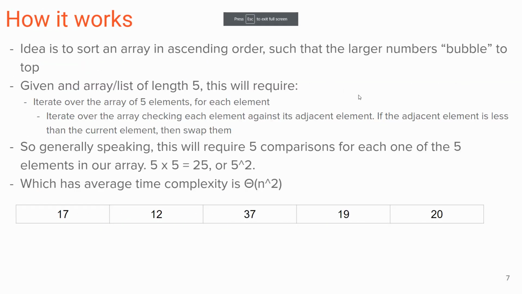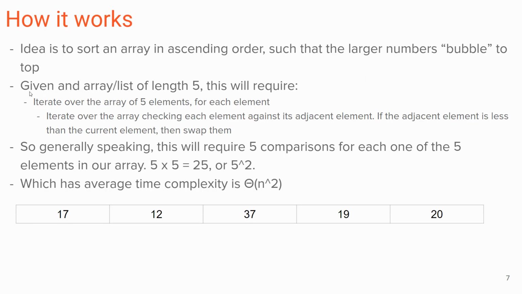Alright, this is basically how it works. The idea is to sort an array in ascending order, such that the larger numbers bubble to the top. You heard the term sinking sort in the Wikipedia definition. That's because the smaller numbers sink to the bottom.